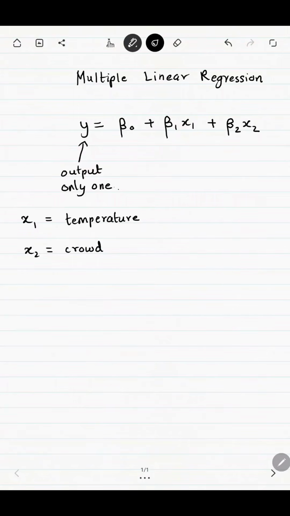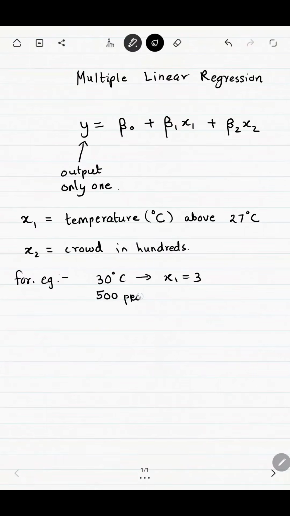Let's say x1 is measured as temperature in degrees, about 27 degrees Celsius, and x2 is the crowd, which is measured in hundreds of people. So if the temperature is 30 degrees Celsius, then x1 will be 3. And if there are 500 people that we can see, then x2 is equal to 5. So y is the ice cream sales in 1000 rupees per day.